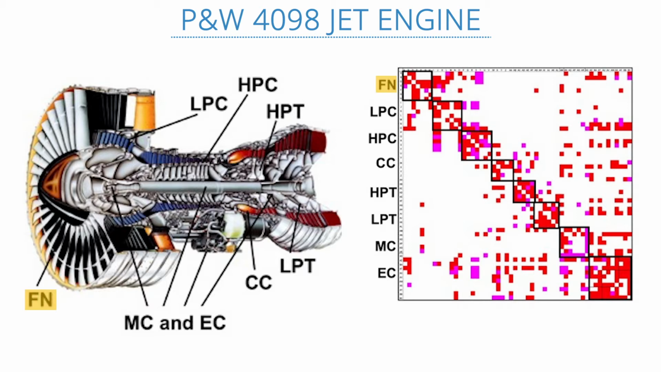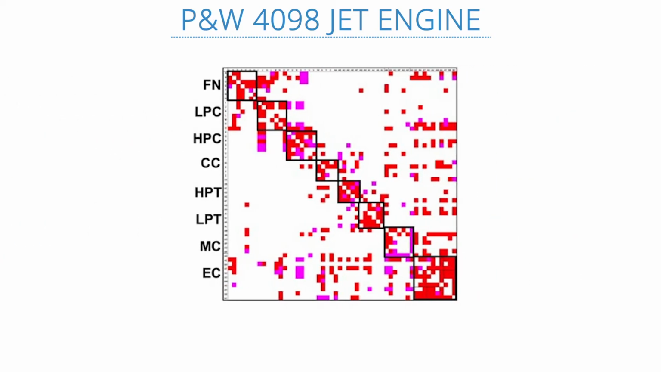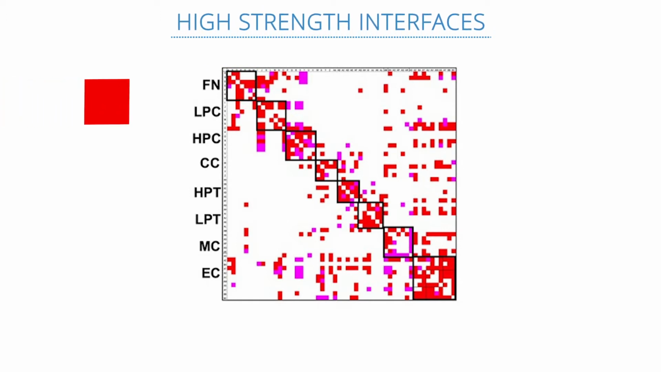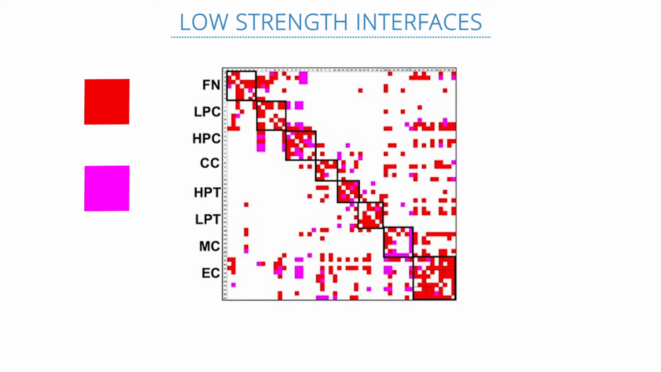So the fan, for example, is decomposed into several, low-pressure compressor into several more. And what we have in the matrix is the network of interfaces between those components. So the fan being represented by the first few components, you see a black square representing the fan. The interfaces inside that black square, those red marks, represent the interfaces between the fan's components. Now the red marks are of 2 different shades. Those represented what we thought of as the high-strength interfaces and the low-strength interfaces.